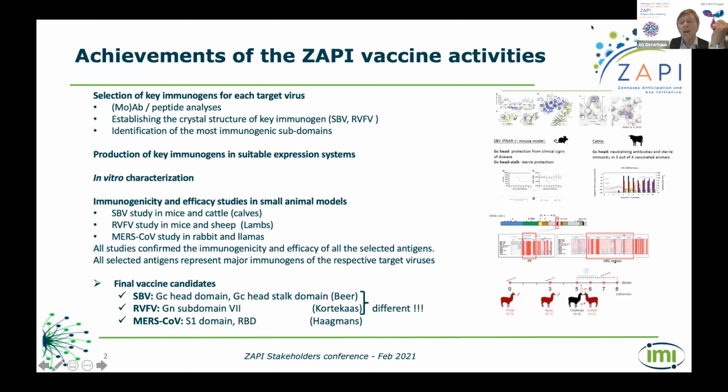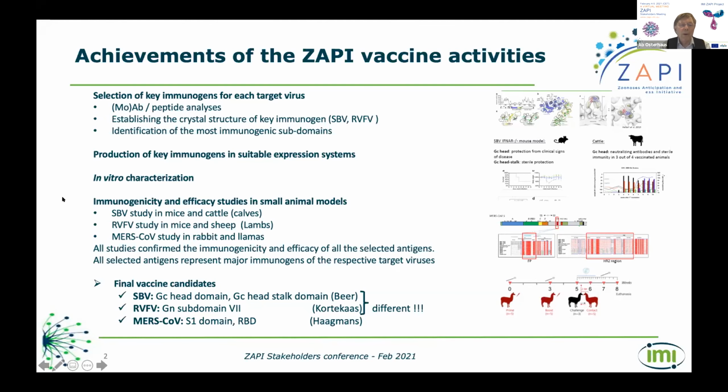And when you look at this slide here, what you quite clearly see is more or less a summing up. I will not go through all the details, obviously, but just to give you an overview. First of all, selection of key immunogens for each of the target viruses. That was done by antibody or monoclonal antibody analysis, peptide analysis, crystallography, especially for the SBV and Rift, and identification of the most immunogenic subdomains, production of the key immunogens in suitable expression systems, as we have heard, in vitro characterization, and then the studies in animals, basically for immunogenicity and for efficacy.